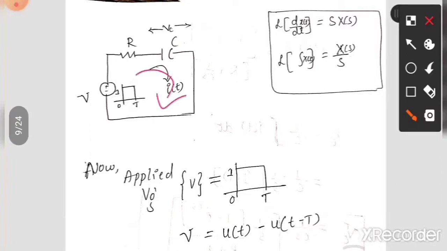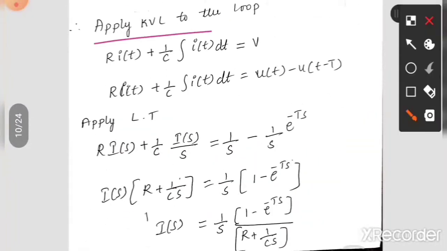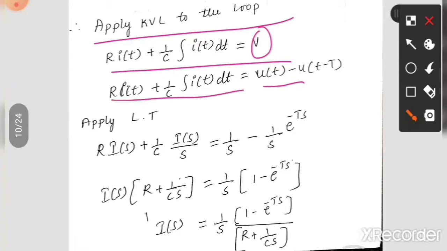The KVL for this particular circuit is R into I of t plus 1 over C into the integration of I of t dt equal to V of t. Now we apply the Laplace transformation to this, where V is u of t minus u of t minus T. In the same equation, applying the Laplace transformation directly, that is R into I of s plus 1 over C, the integration's Laplace transformation being 1 over s, into I of s equal to u of t, which is 1 by s, minus this, 1 by s into e raised to minus Ts.